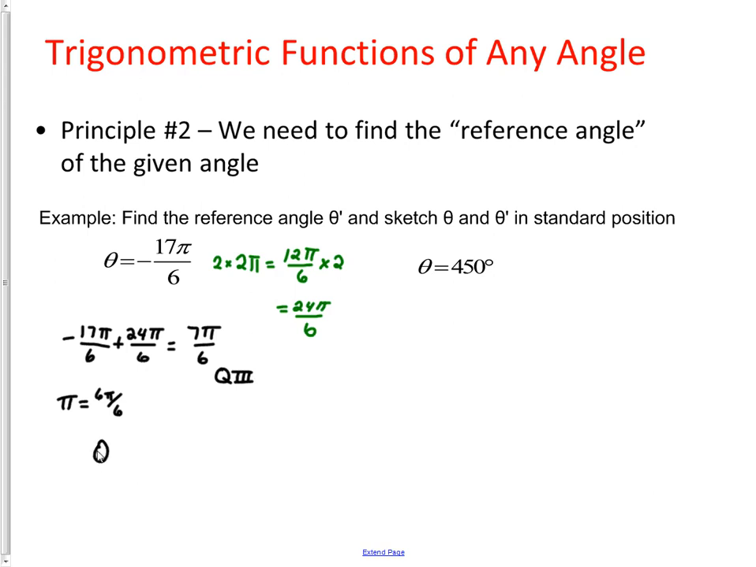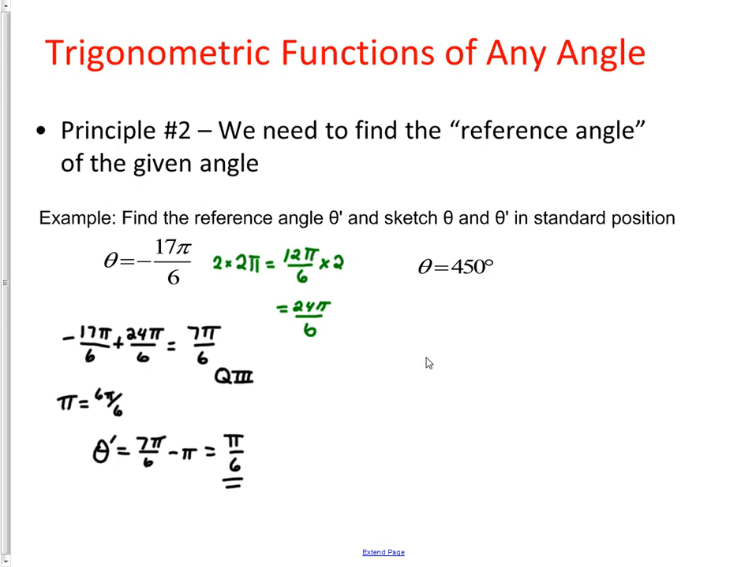So our reference angle when we're in quadrant 3 is found by taking the angle that we found between 0 and 2 pi, 7 pi over 6, and subtracting pi. And as stated, that's 6 pi over 6. And so our reference angle is pi over 6. We'll need that.